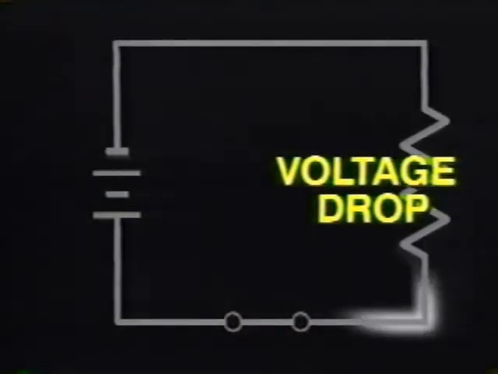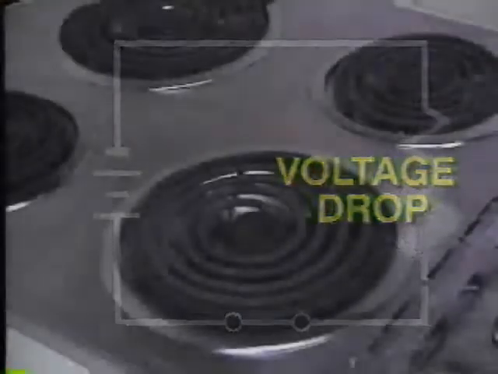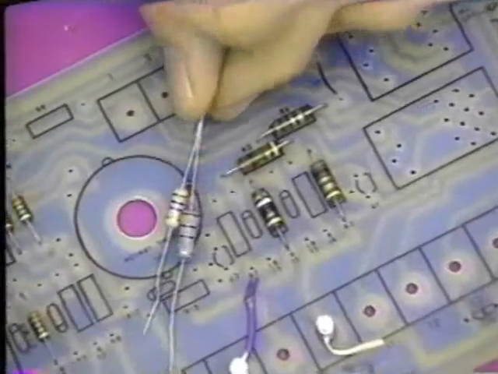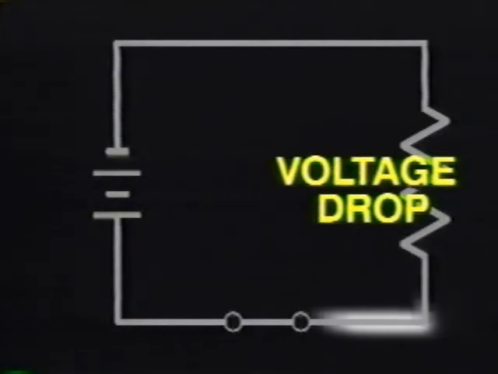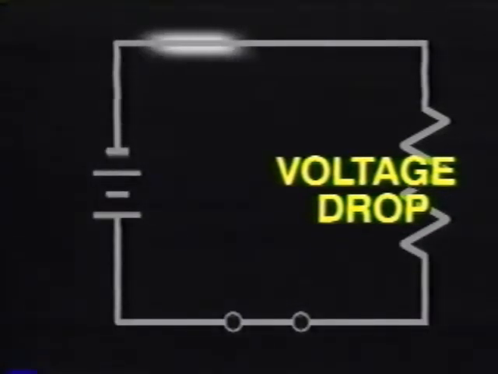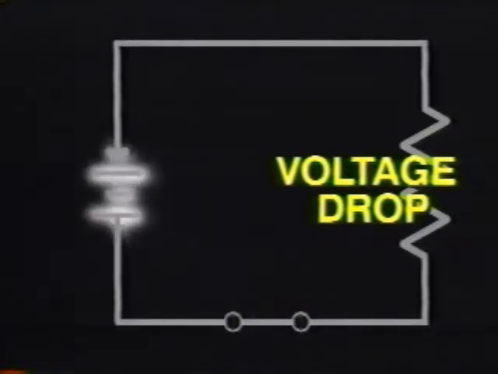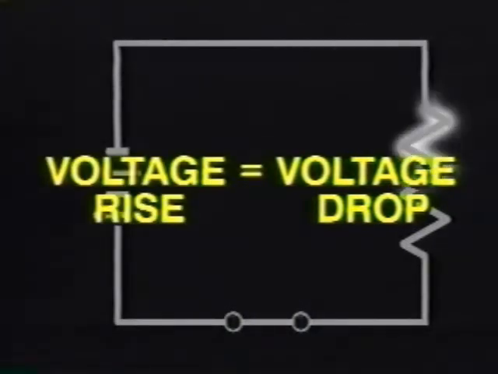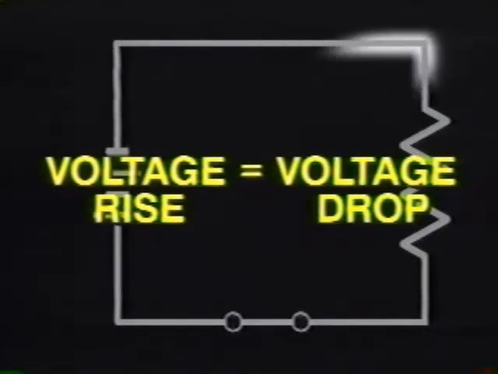Voltage drop, on the other hand, is anything that opposes current flow, such as a heating element, a resistor, or a light bulb. For example, this lamp, when lit, has a voltage drop across it. Voltage drop can be measured across a component in a circuit when current is flowing. An important fact to remember is that in a series circuit, the voltage rise equals the voltage drop. Let's take a closer look at the relationship between these two.